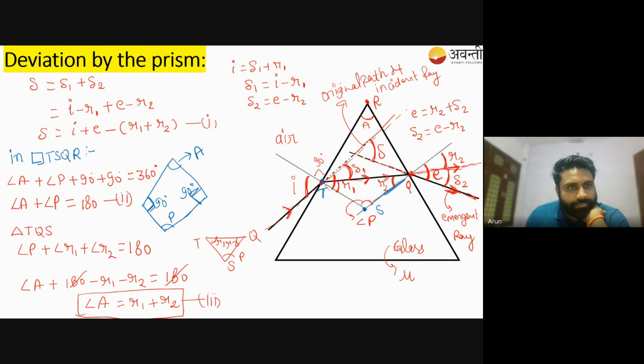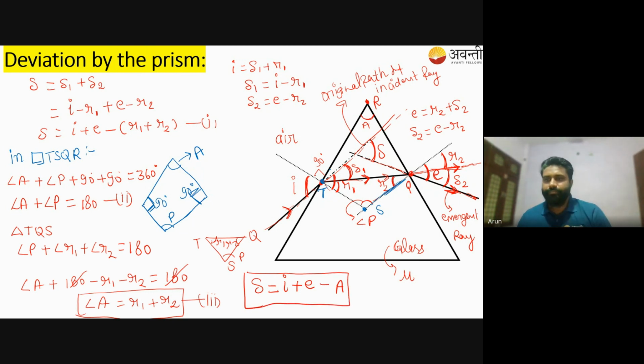In equation number 1, we put the value of equation number 3. So delta is equal to I plus E minus A, and A is the angle of prism. These are the two important equations that you will keep in your mind. This is equation number 4. Equations 3 and 4 are very important. Just take a note of it, and we will move on to our next topic.